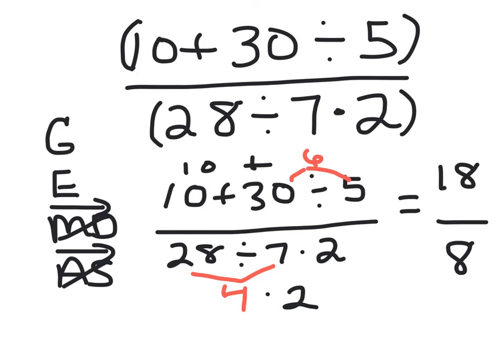The answer to this problem is 18 divided by 8. I can turn that into a decimal. Okay. I know that 8 goes into 18 2 times. And then I have 2 left over, 0.25. 2.25 becomes my answer.